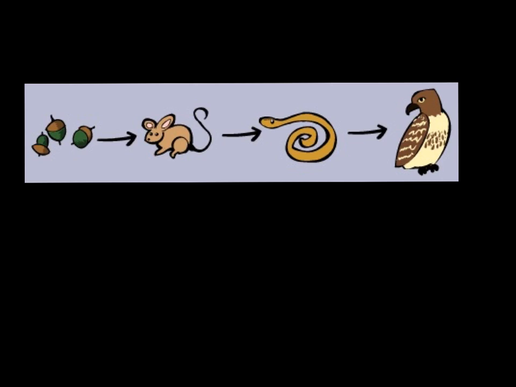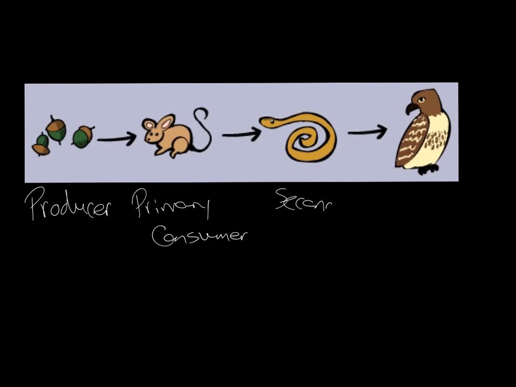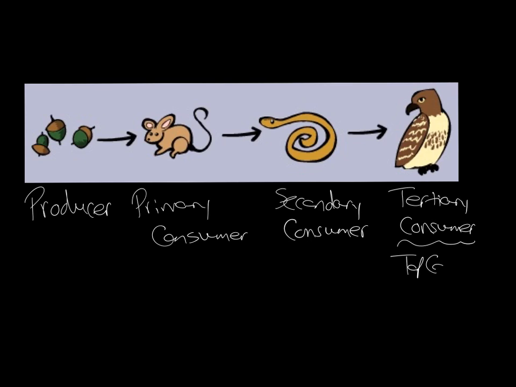So just to briefly review really fast, we're going to label it fairly quickly. We always start with our producer. Then we move into our primary consumer, sometimes known as the first consumer or the first level consumer. Then we move into the secondary consumer, which could also be known as the second consumer or the second level consumer. And then finally, lastly, here we have a tertiary consumer, also known sometimes as the third consumer or the third level consumer. And because this is at the very top of the food chain, we can also call it the top consumer.